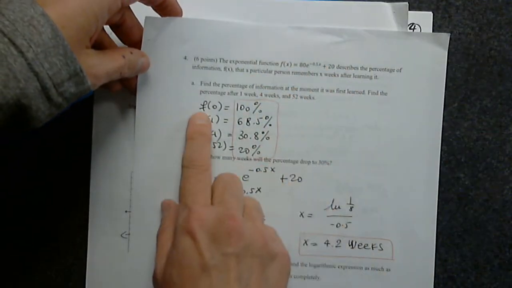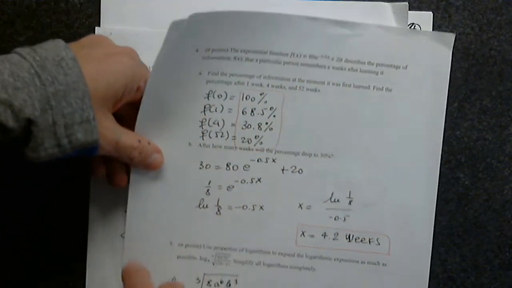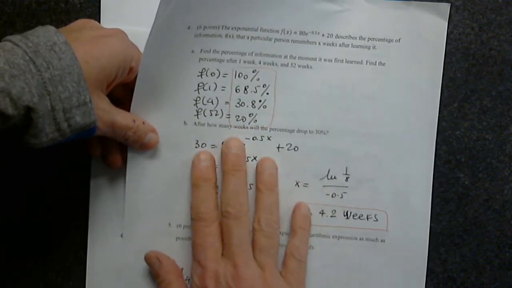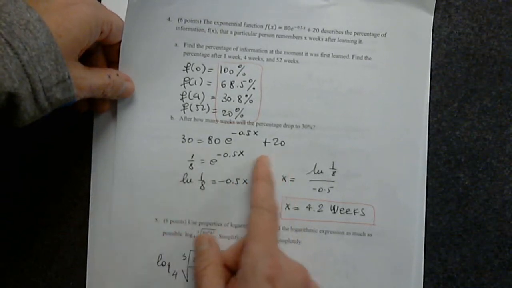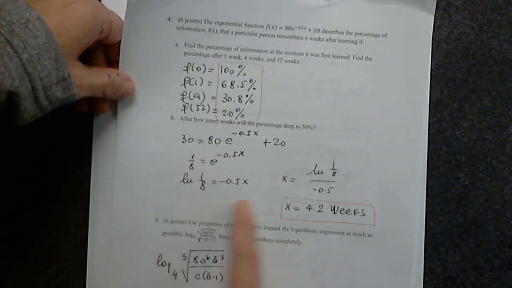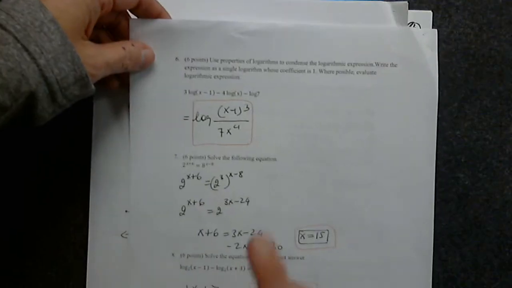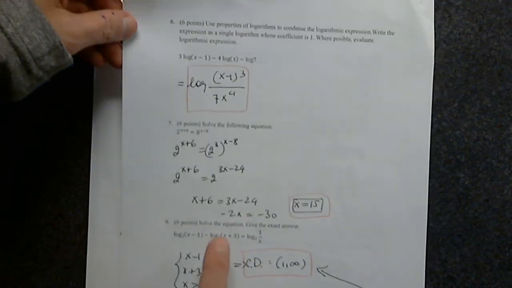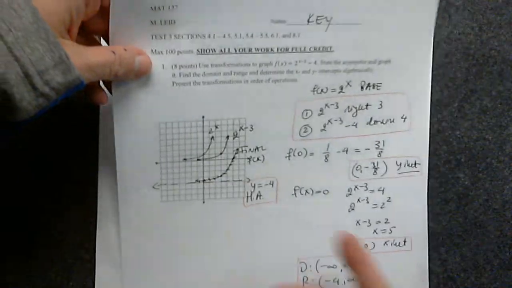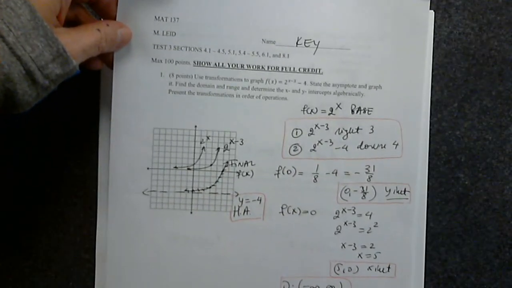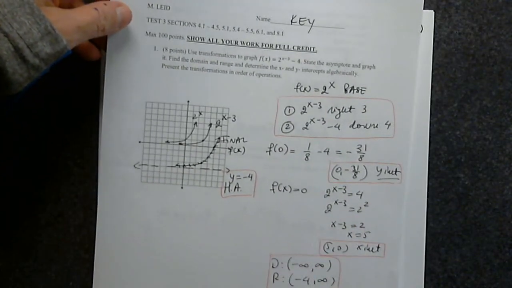Here you only had to plug in f of 0, 1, 4, and 52. This was not a trivial equation, right? So we had to replace by 30, you had to subtract, we had to divide, we had to apply natural log to get this. This we just did, this we just did, this we just did, and this is the exponential. Any questions on this page? Yes? Okay, this was a graph using transformations and finding the x and y intercepts.